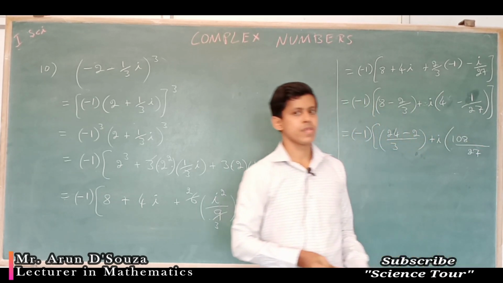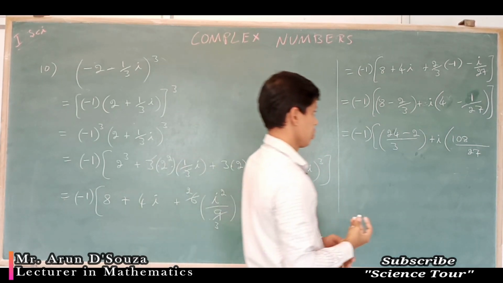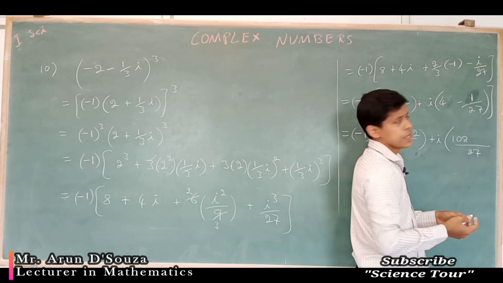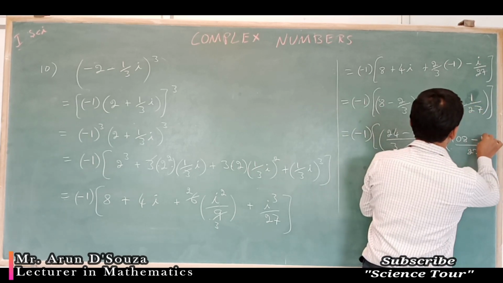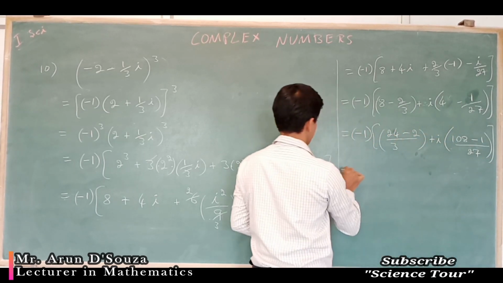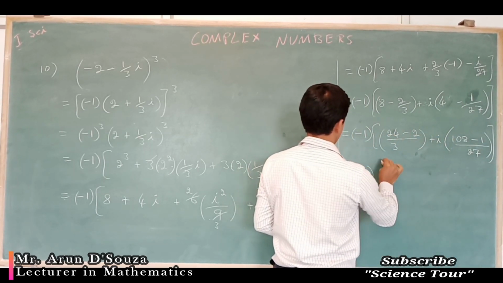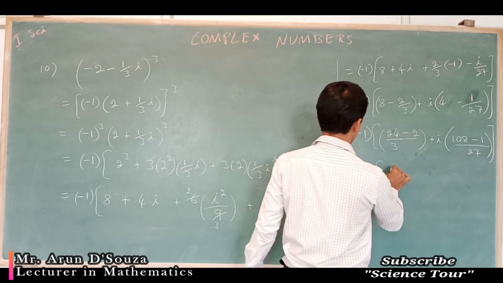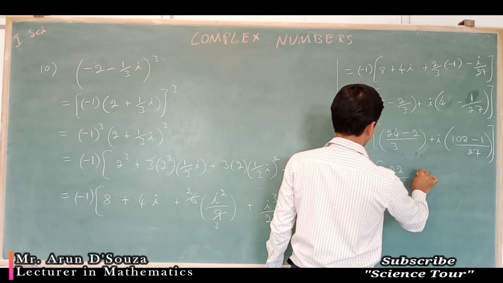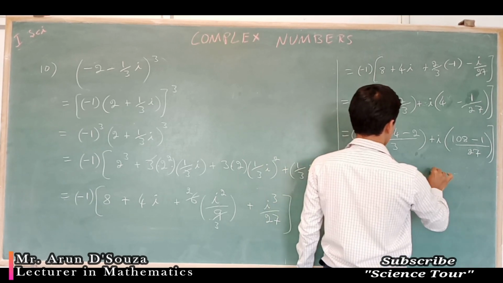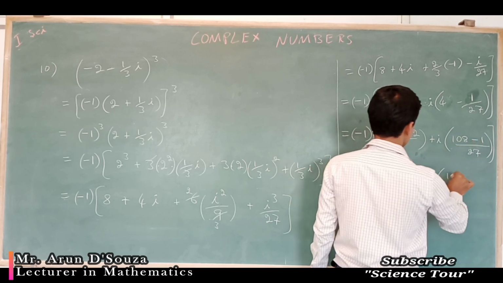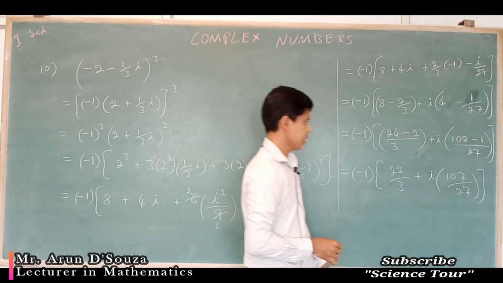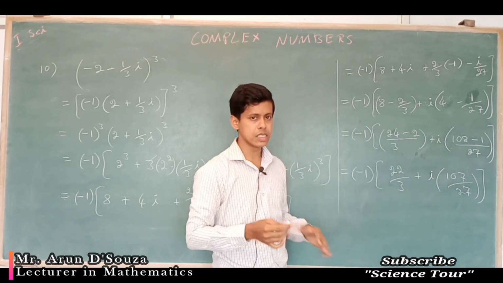108, correct? So that is 108. Wait, I'm sorry, 108, correct. Then minus 1. Well, so this is like 24 minus 2, 22 divided by 3 plus i into 107 divided by 27. Now the final step, multiply minus inside.